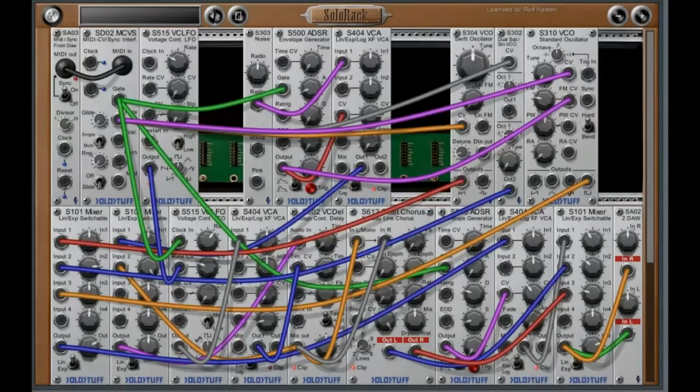Welcome to part 4 of my series about the modular synths and SoloRack. In this second tutorial, I talk about the other oscillator modules of SoloRack, which were left out in tutorial 3.